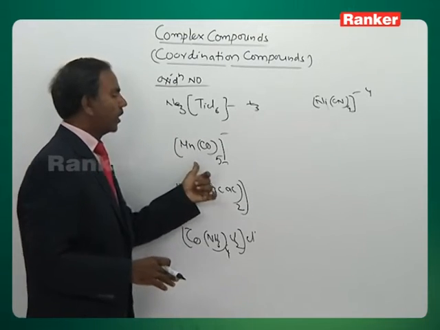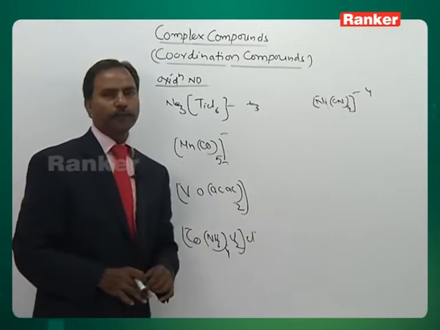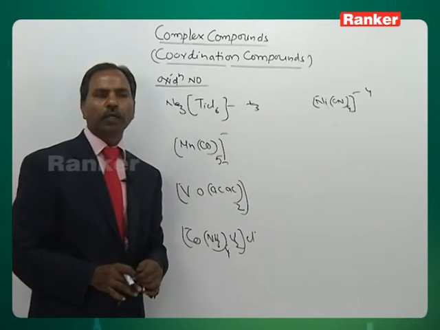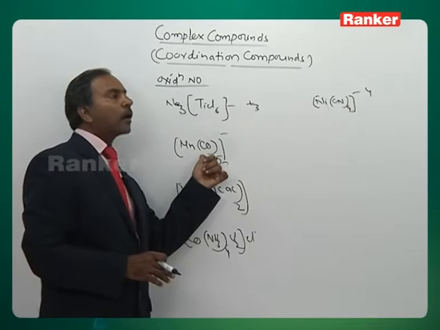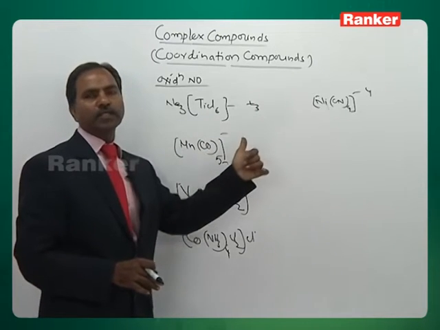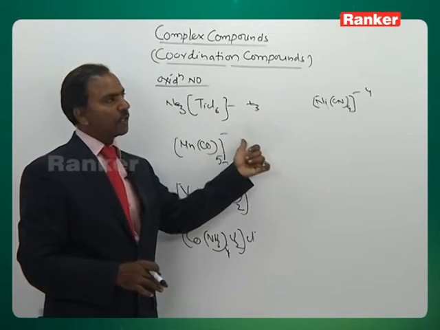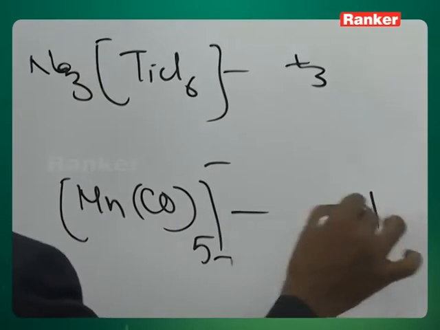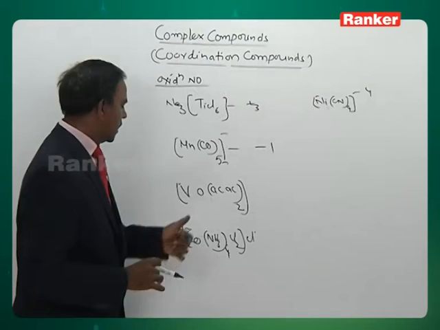Now come to this. You know well, carbonyl ligand is a neutral ligand. See, this entire bracket we can consider what? Neutral. But over the complex a charge is there, minus charge. Yes, the minus charge is actually over the manganese. Therefore, its oxidation number comes to be what? Minus 1.